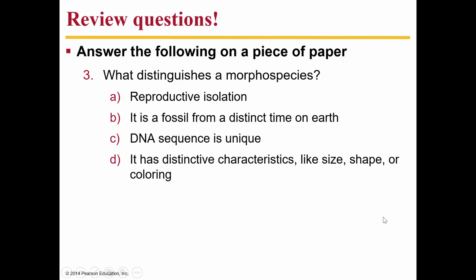Okay. What distinguishes a morphospecies in the morphospecies concept? What is considered a morphospecies, okay? Remember what we talked about with the morphological species concept. What distinguishes species in that? Different than the biological, different than the phylogenetic. I want you to have a chance to read them all. Reproductive isolation, distinct time on Earth, DNA sequence, distinctive characteristics. Which one is the correct one?